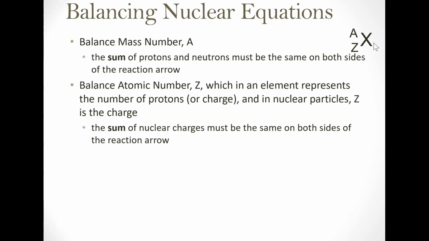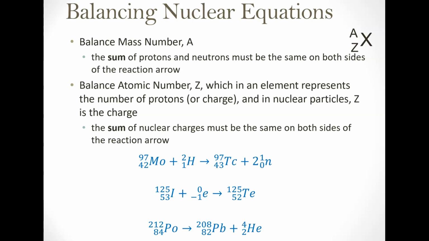We remember from first semester Gen Chem, this symbol X represents the element, A represents the mass number, which is the sum of the protons and the neutrons, and Z represents the atomic number, which is the number of protons. In nuclear particles, Z is the charge. The sum of the protons and neutrons in a nuclear equation must be the same on both sides of the reaction arrow. The same is true with the atomic number, or Z.